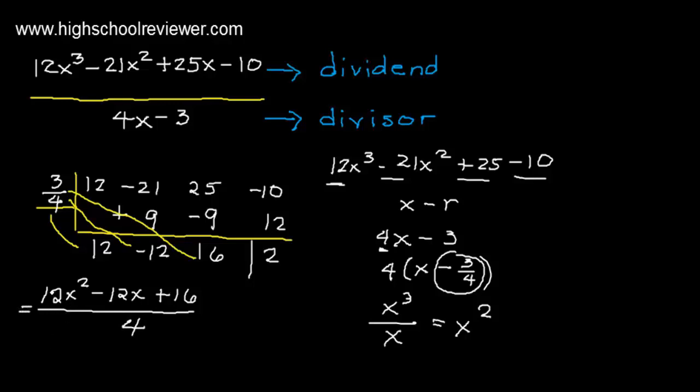Our quotient now will be 12x squared divided by 4. This is 3x squared. And negative 12x divided by 4, negative 3x. Positive 16 divided by 4, positive 4. And you add this by the remainder. Our remainder is positive 2. And the remainder will be divided by the divisor, which is 4x minus 3. Therefore, 3x squared minus 3x plus 4 plus 2 divided by 4x minus 3 is our final answer.